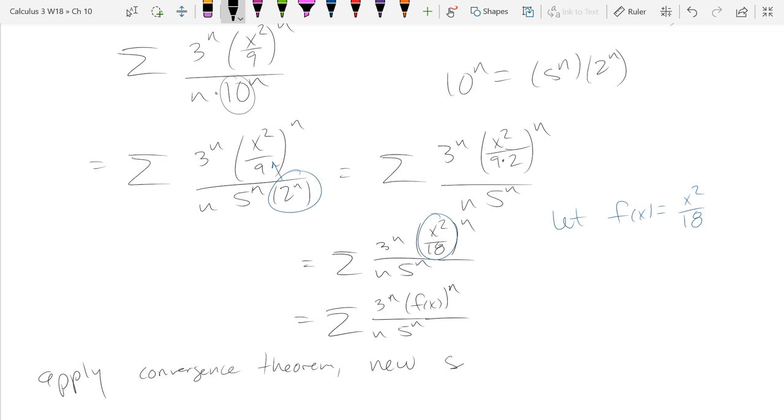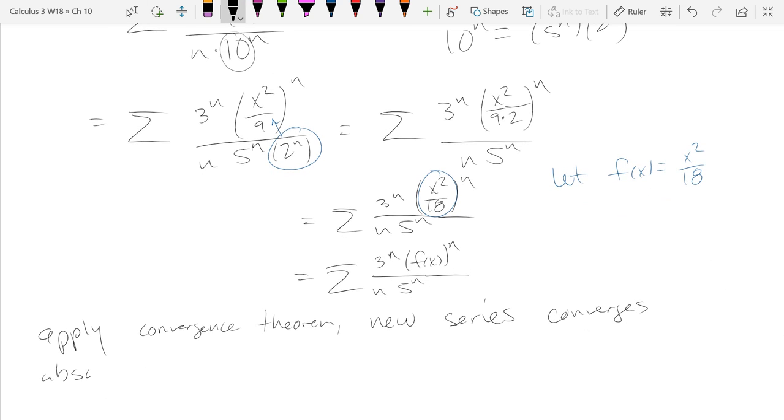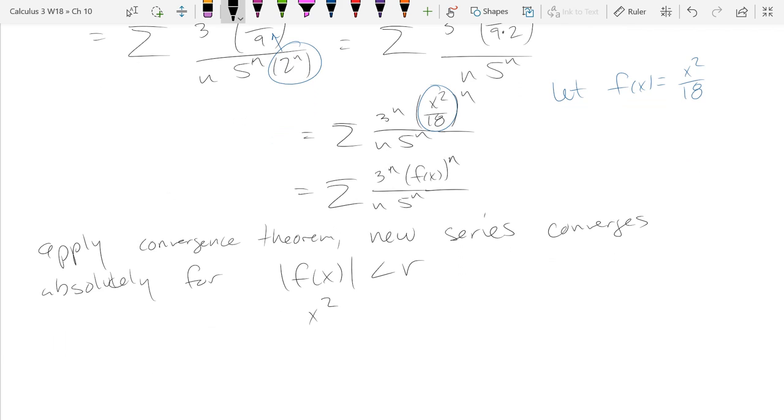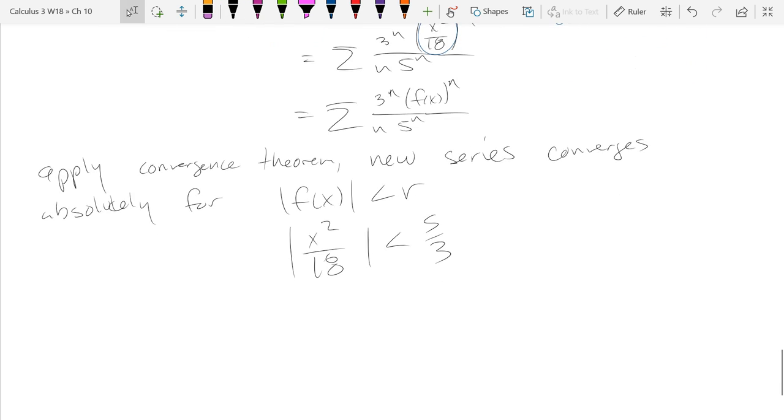So our new series converges absolutely for absolute value f of x less than R, and we'll sub in the value for f of x, and R was 5/3. So what I'm going to do now is solve for x. So what's the first step to solve for x? Multiply by 18, sounds good. Of whatever 5 times 18 is. It is 90. Let's do 18 over 3 is 6, times 5 is 30.